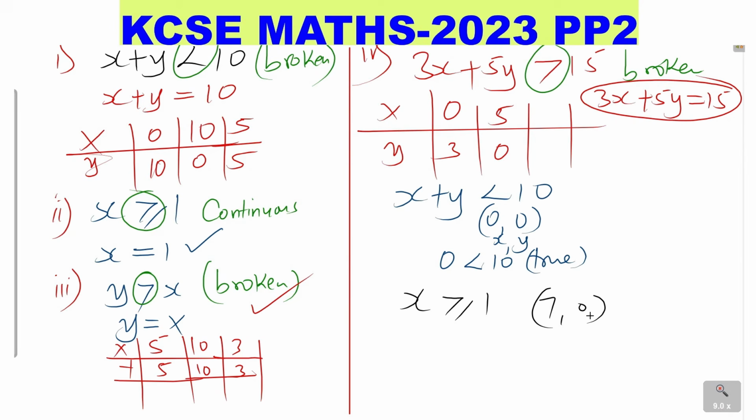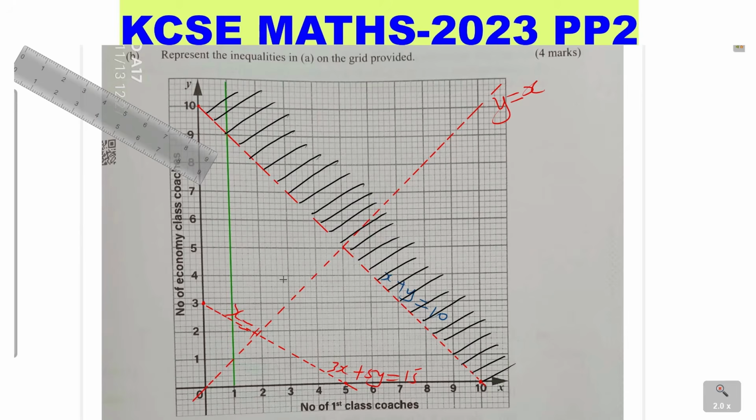So x is 7, y is 0. You can see it is satisfied: 7 is greater than or equal to 1. So the right-hand side of that line is going to satisfy x greater than or equal to 1. Automatically, the left-hand side is the unwanted side. So we shade the left side of that line.